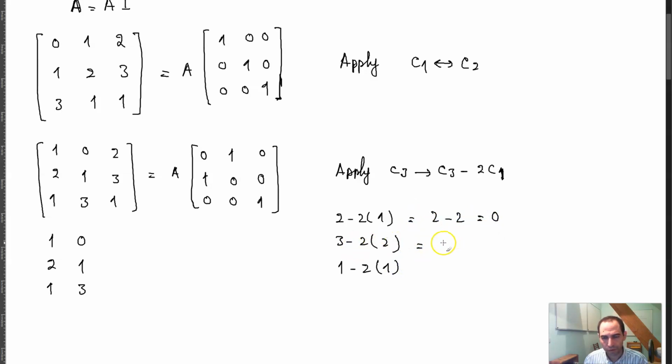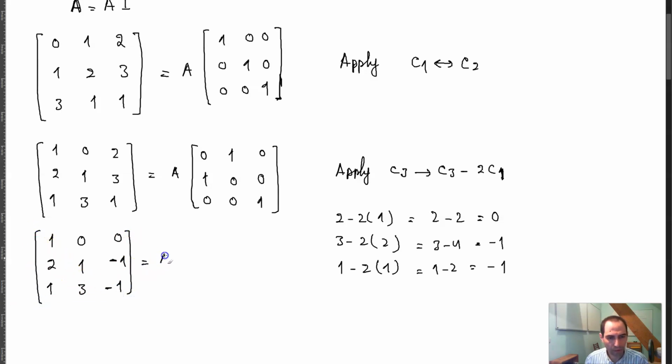3 minus 4 is equal to negative 1, and then you have 1 minus 2, which is equal to negative 1. So you have 0, negative 1, negative 1.